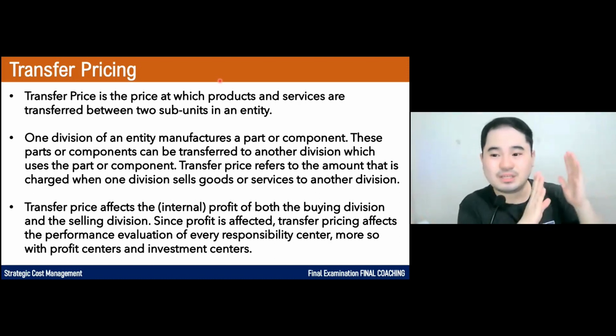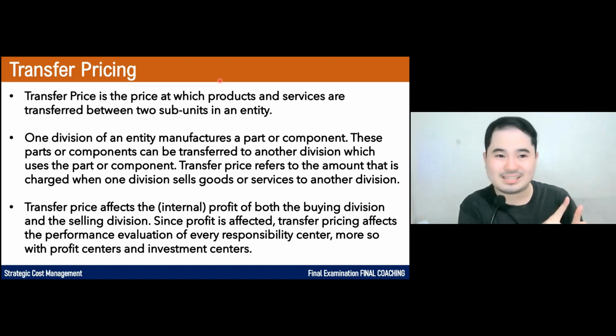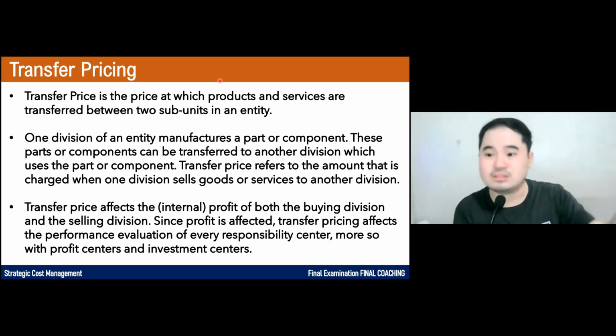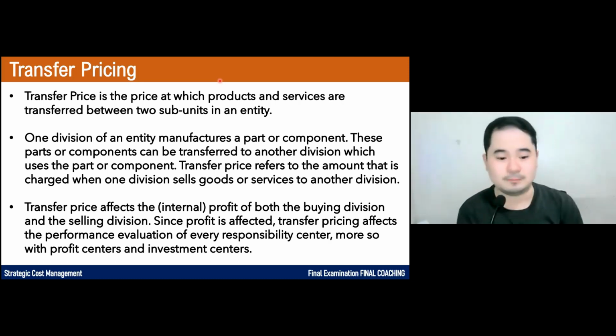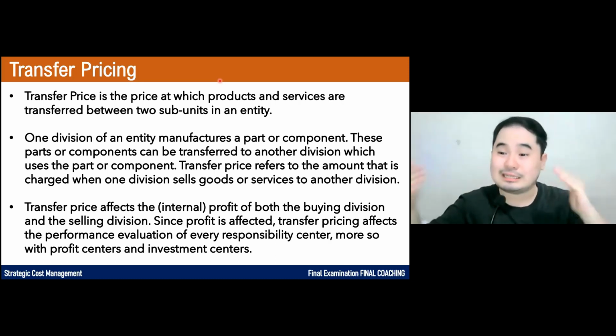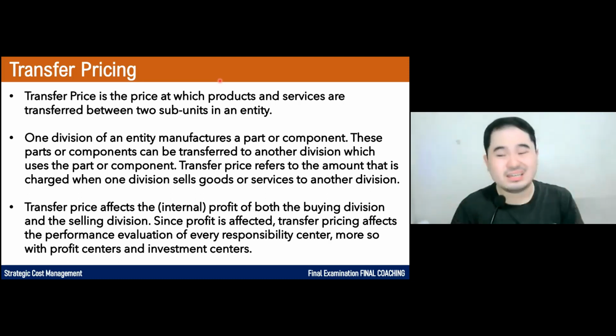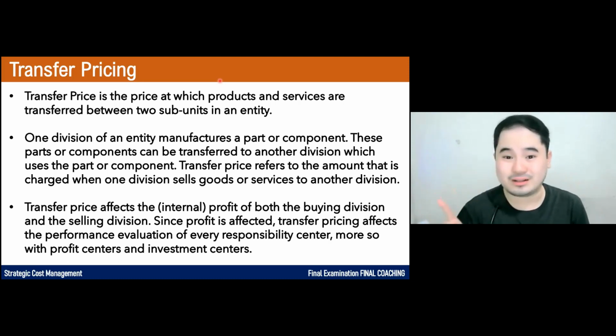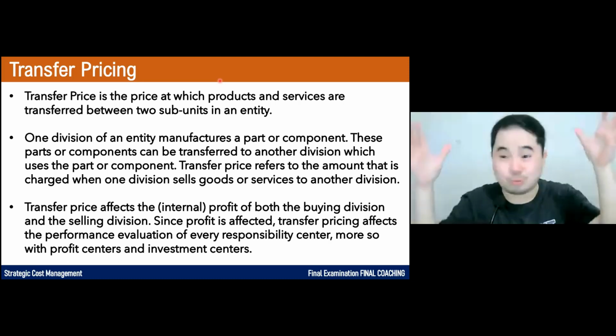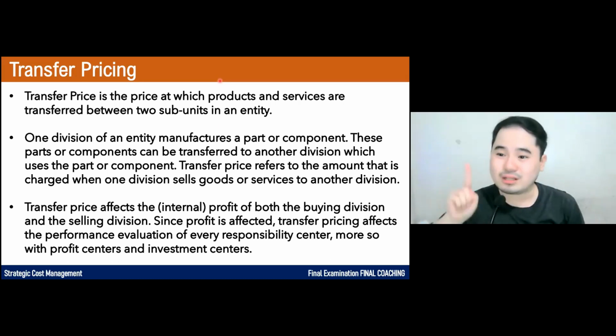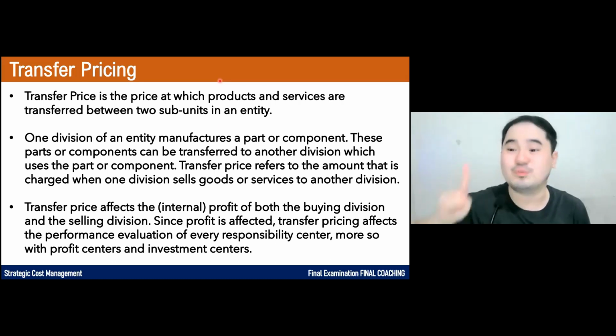Nagse-set si subsidiary A ng transfer price na babayaran ni subsidiary B kung sakaling magta-transfer siya ng any units or subunits dun sa subsidiary B. So magkakaroon ngayon ng sales transaction between subsidiaries. But in financial accounting, we don't look at them as separate companies because they are actually one whole company only. So you cannot have a revenue coming from yourself.